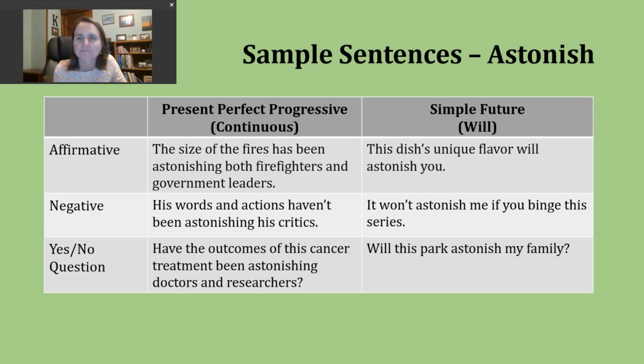Finally, let's talk about making a yes or no question in the simple future. To do this, start with will, then you'll have your subject, and then the base verb. You can see that in the example. Will this park astonish my family? Right? So maybe someone is looking for kind of a surprising getaway or vacation, and they want something that's going to be maybe unique and so special that it surprises and greatly impresses their family members.